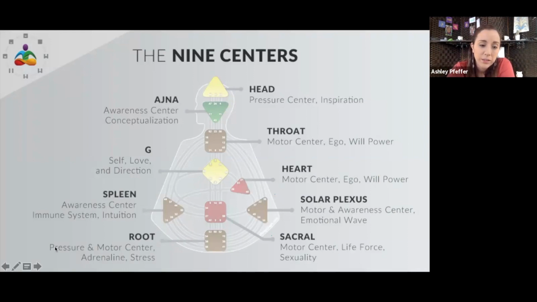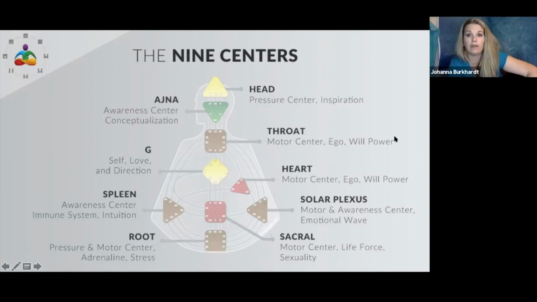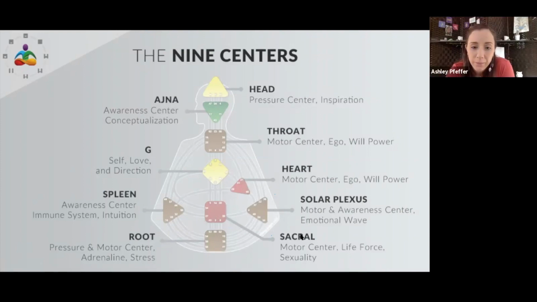And then the root is pressure in the form of stress. So we have head, anxiety, pressure; root, stress, pressure; and it's also another motor center. So we have motor, motor, motor. So we've got 3 motors. 4, you've got the solar plexus too. Oh, there we go. Motor, motor, motor, motor.